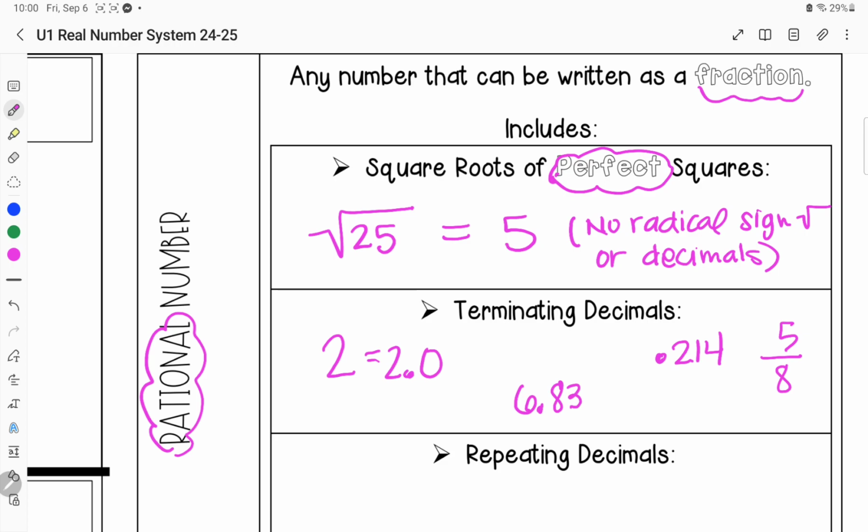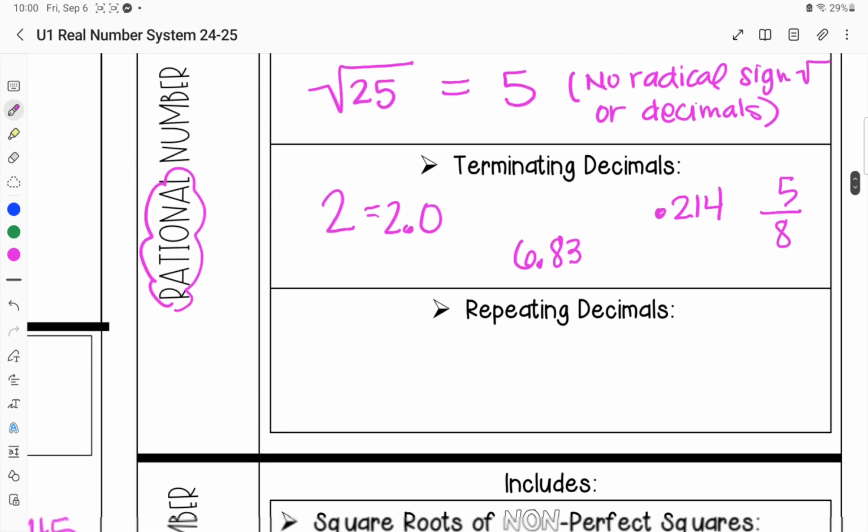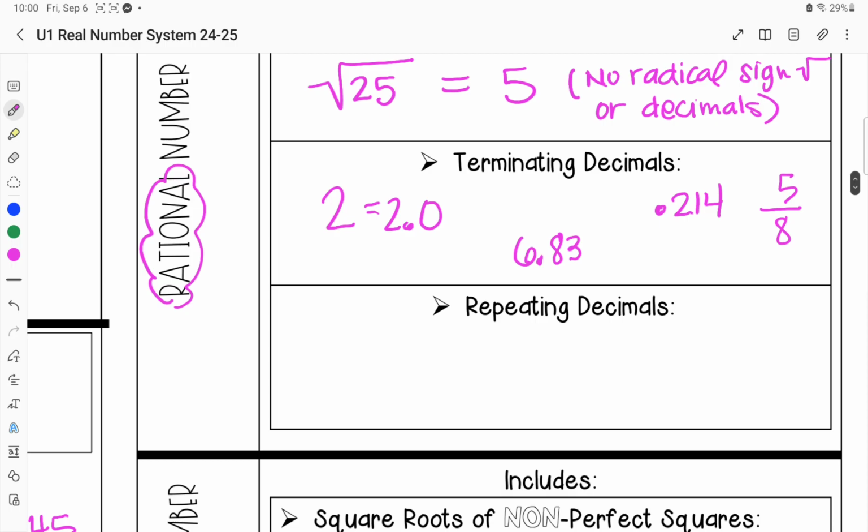So perfect squares come out as a whole number and only a whole number. Terminating decimals, meaning it comes to an end. And then we have our repeating decimals. And in our calculator, you might get out a repeating decimal that looks like this. And then it would end. So they're going to show you like this.